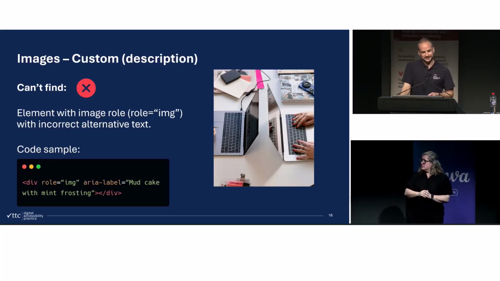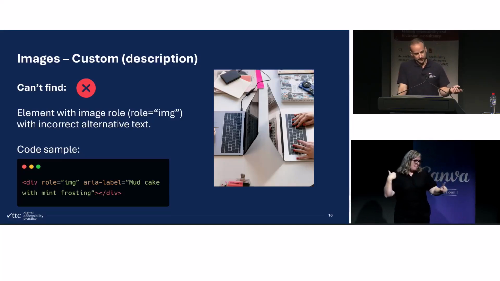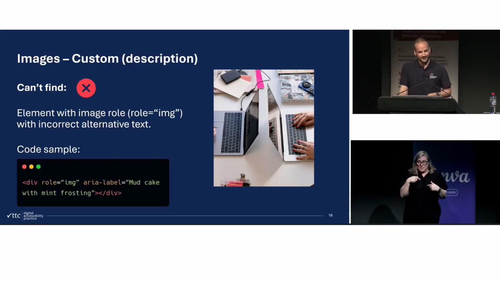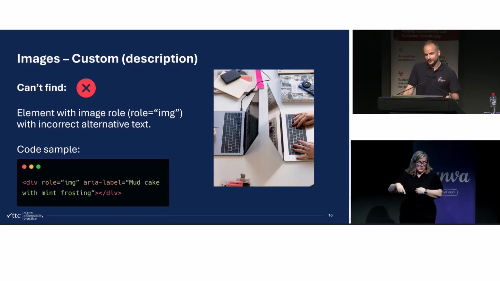The problem with this is the same problem as we had just earlier. So we've added an ARIA label to this role equals image div. And this time the description is mud cake with mint frosting. And none of these descriptions are hints at what's for afternoon tea, so don't get upset if there's no mud cake with mint frosting. So yeah, the automated tool can't pick up that this is completely inaccurate because we're still using that laptops image as the example here.